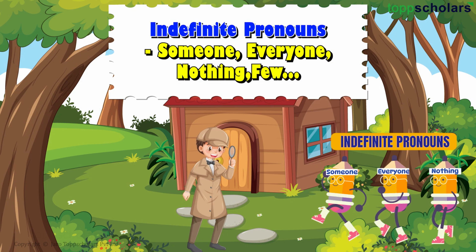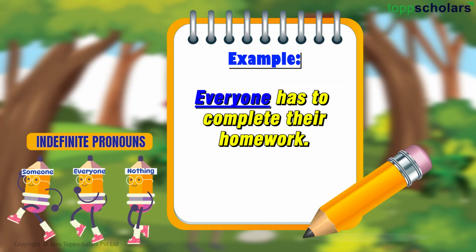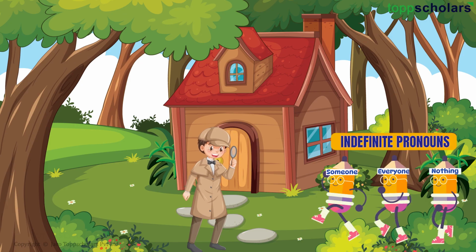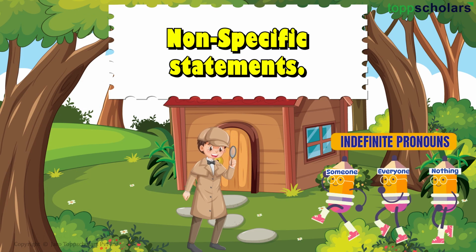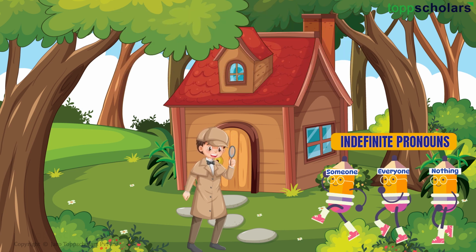We refer to non-specific persons or things. For example, everyone has to complete their homework. Who is everyone? We refer to anyone or anything in a group. We do not refer to a specific person or a thing. For example, several students have completed their homework. Indefinite pronouns are useful for non-specific statements. It addresses everyone present in that space and time.